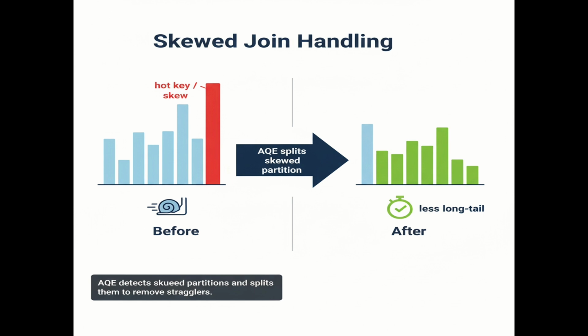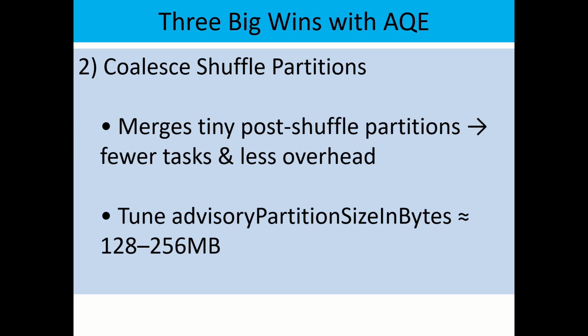Now every partition has the average data to proceed further. So yeah, this is the first option. AQE detects skewed partitions and splits them to remove stragglers. Next is coalesce shuffle partitions. So what happens? It merges tiny post-shuffle partitions, giving fewer tasks and less overhead.